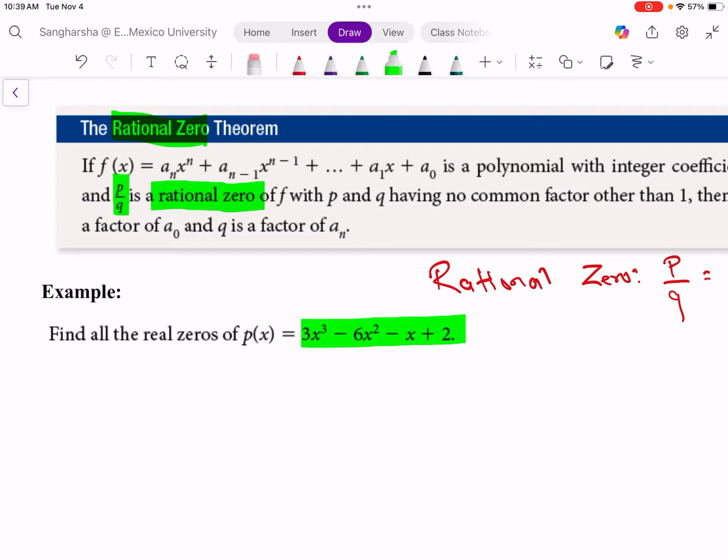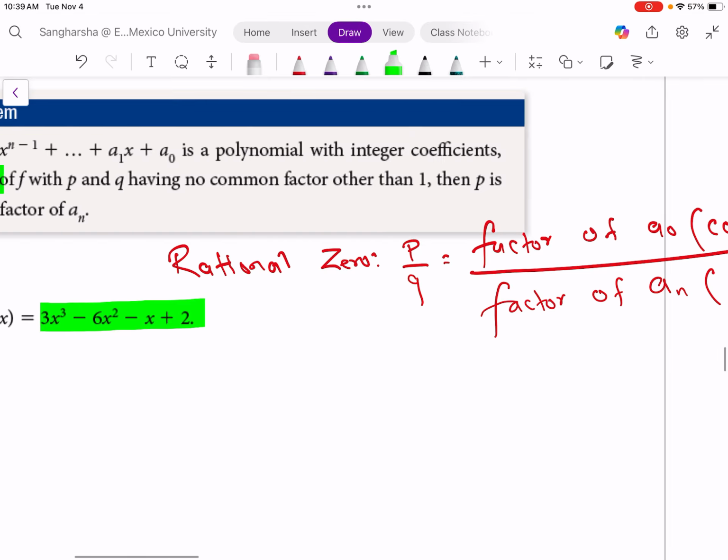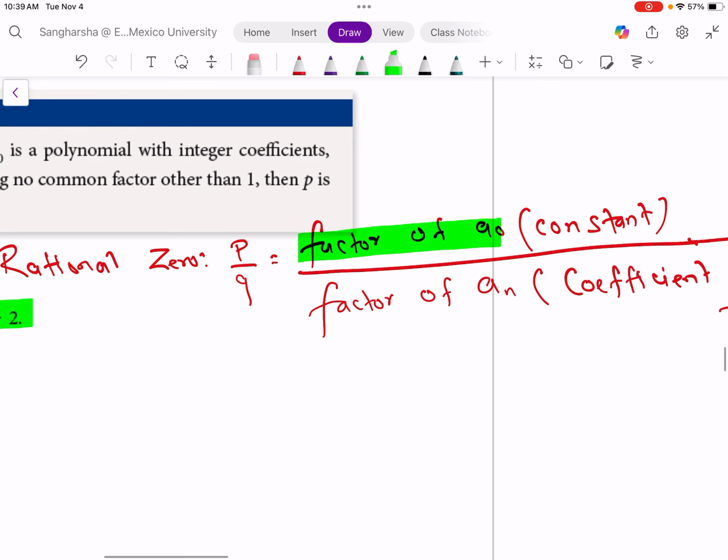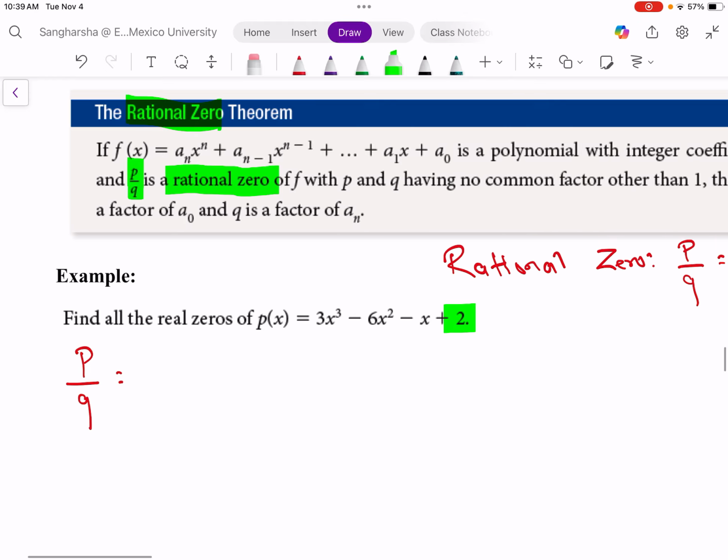Okay, so let's go ahead and find the rational zeros. Our rational zero is p over q. Now what is p? p is a factor of the constant. Now in this polynomial, which term is the constant term? So which one is constant? 2. Now what are the factors of 2?